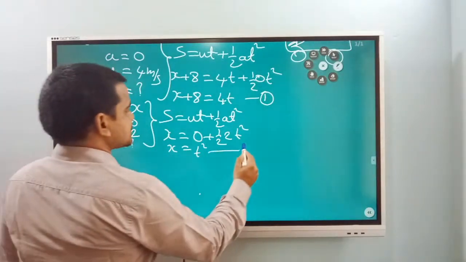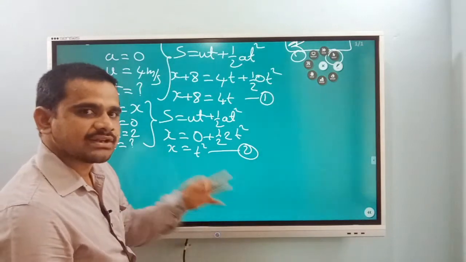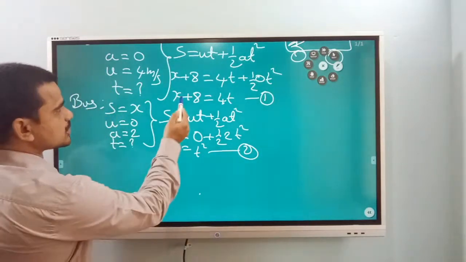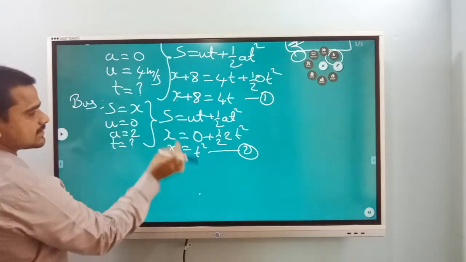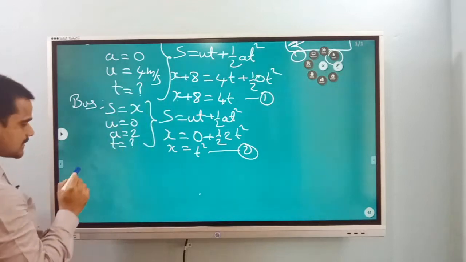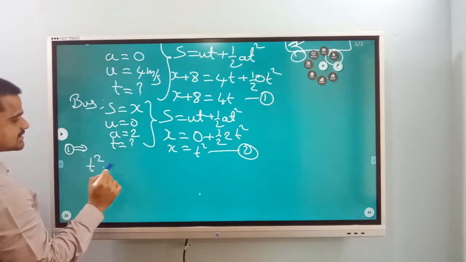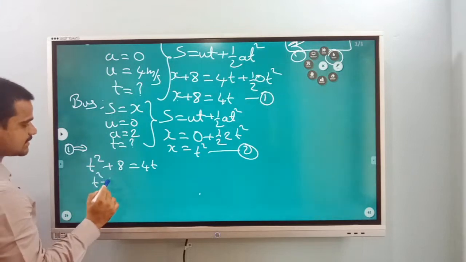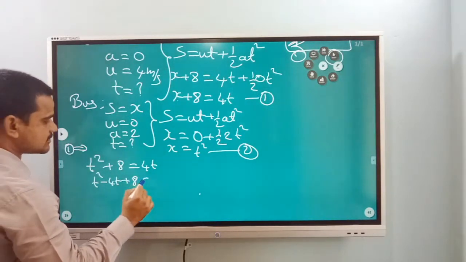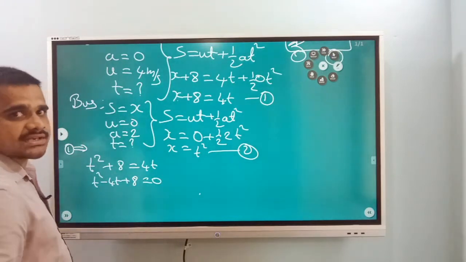Just once you see this expression and this equation, the two equations here, we'll get the answer from them. Just simplify these two expressions and we'll get the answer. If you observe, write x as t square. Therefore the first equation becomes t square plus 8 is equal to 4t. Bring this side: t square minus 4t plus 8 is equal to 0.